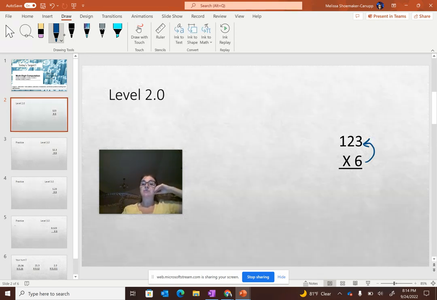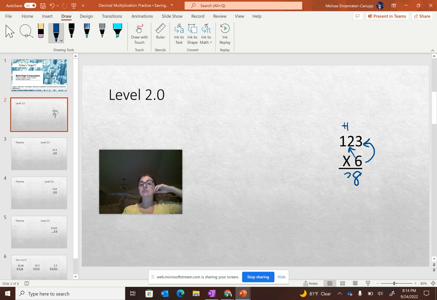So 6 times 3, 18. 6 times 2 is 12, plus the one we carried is 13. Carry another one. 6 times 1 is 6, plus the one I carried that time is 7. Now, I do want to go ahead and add one here and talk about what do we do when we add a digit on the second number.